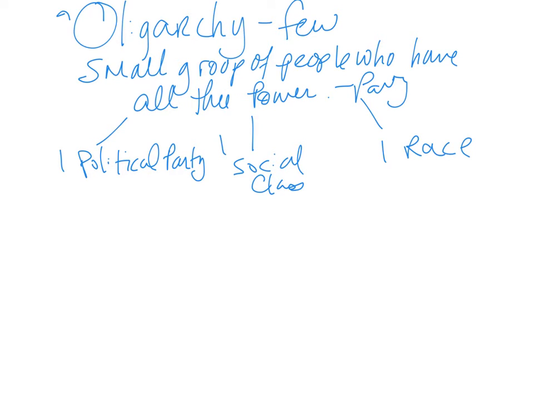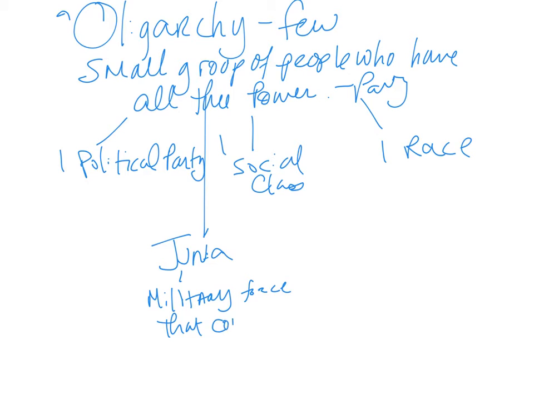For example, in some societies, only noble families who owned land could participate in politics. An oligarchy can also mean that a few people can control the country. For example, a junta is a small group of people, usually military officers, who rule the country after taking it over by force. So again, we're going to write this down. Junta, and this is a military force that controls the government.